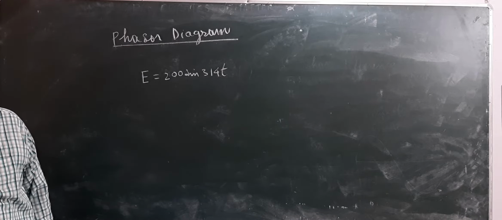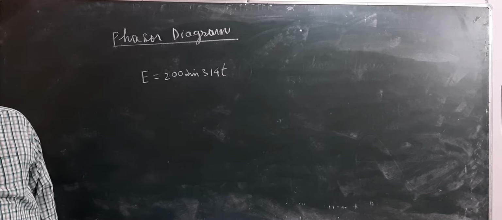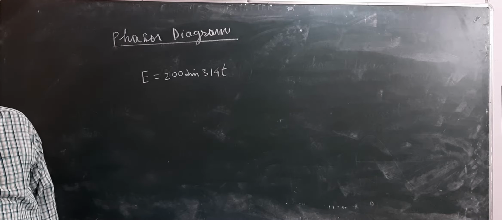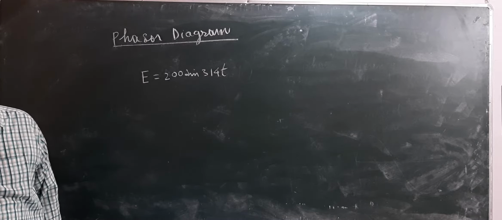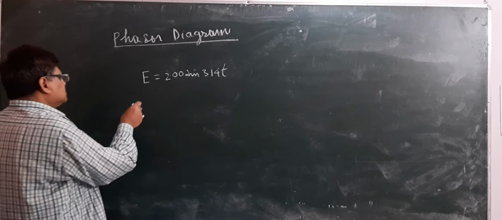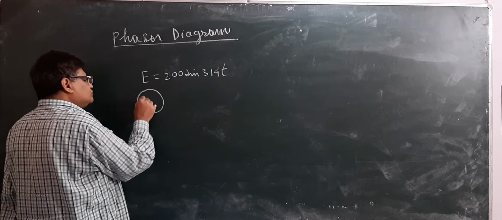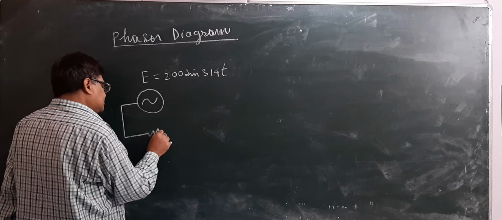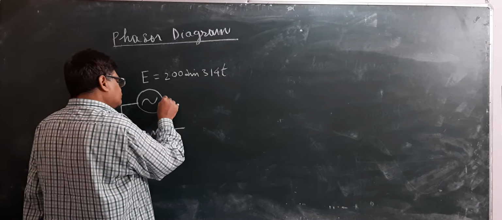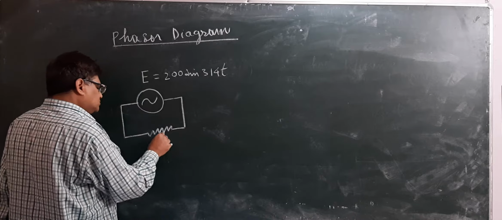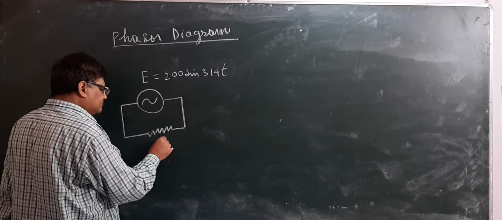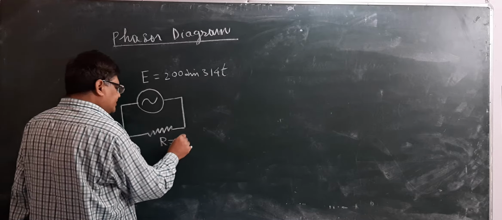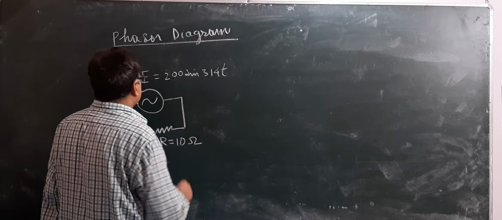Now it is stated that this alternator is connected to a resistance of 10 ohm. So the alternator is connected to a resistor. So resistance is R and the value of R is given as 10 ohm.